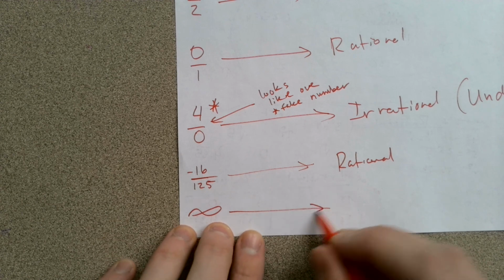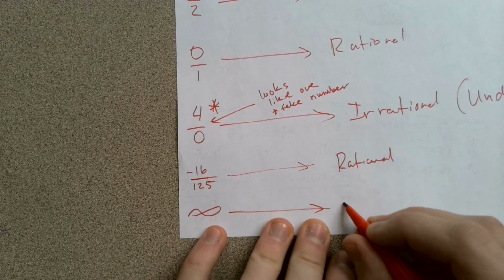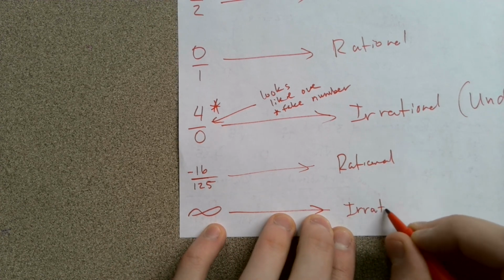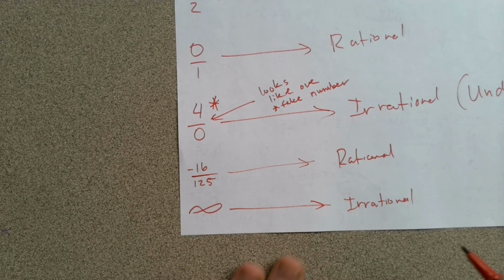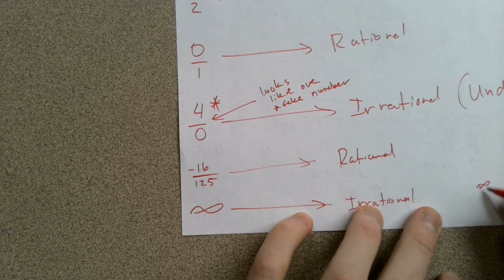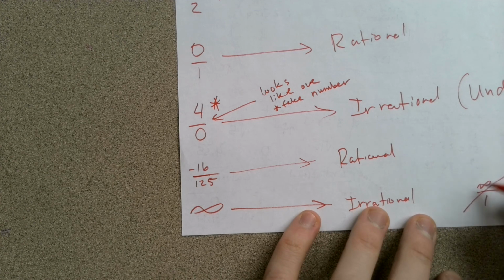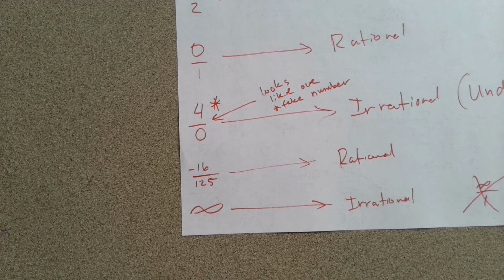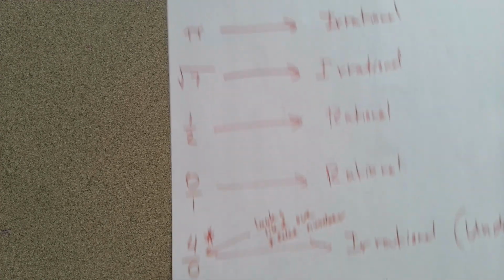I briefly mentioned our last one here. This is just for good fun if you want to know. Infinity is irrational. There's no way to write it as a finite fraction because we don't know what it is. It's an infinitely big number. Some people like to argue that you could write it as infinity over 1, but a lot of people say that isn't the case because we don't really know what's sitting under it. It is an undefined number.